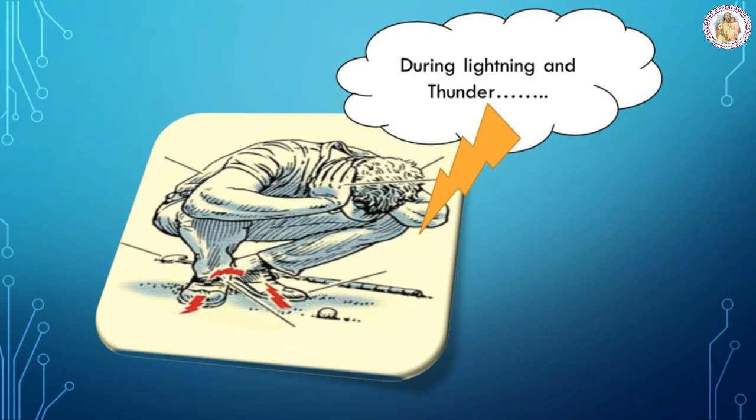Do you know? During lightning and thunder, we should avoid standing in open ground or open spaces. You should make yourself as small as possible by squatting. That means sit with bent knees. It is, however, safe to stay inside a car because the car acts as a shield and protects us from the electric field generated by the storm.